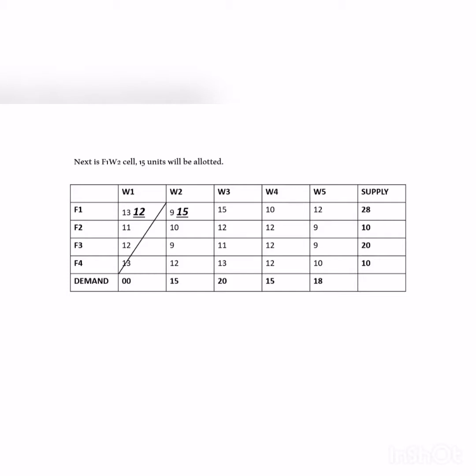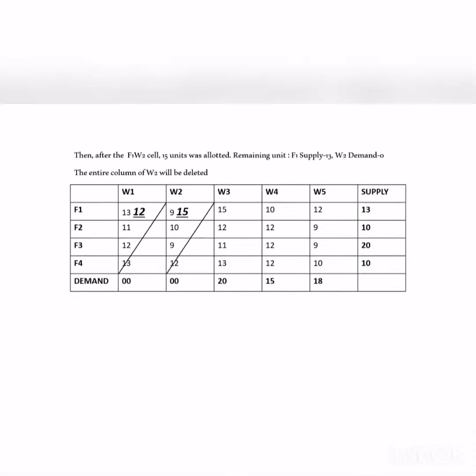Next, we focus on the F1 and W2 cell. 15 units will be allotted, which we take from the demand side. And after that, the remaining unit for F1 supply will be 13 and the W2 demand will be 0. So we can delete the entire column of W2 because the demand is 0.